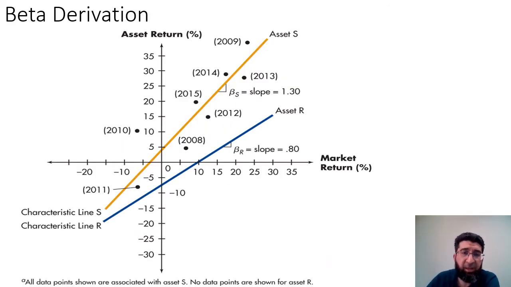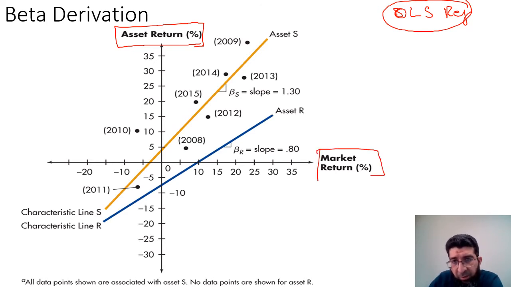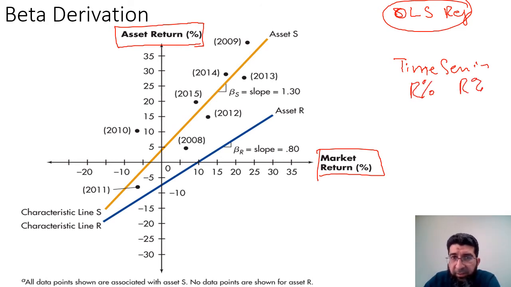You can see the single variable regression. This is ordinary least squares regression, and you will need to learn it for your project as well. So in this, we have asset return on the y-axis and market return on the x-axis. Both are time series of the returns in percentages. So one is the asset return and the other is the market return.